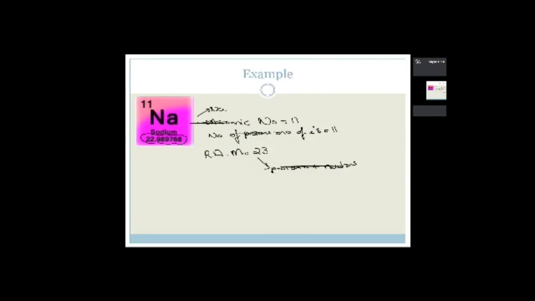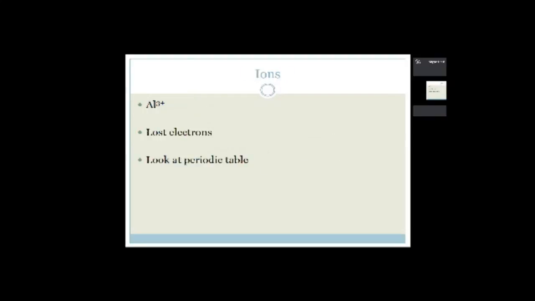So if we know that the number of protons is 11 because of the atomic number, do you agree we can say it's pretty obvious that the number of neutrons has to be 23 minus 11, which is going to be 12. So for this sodium, the number of protons is 11 and the number of neutrons is 12, and that is all the information we can get from here. Right. Now let's talk about aluminium 3+.